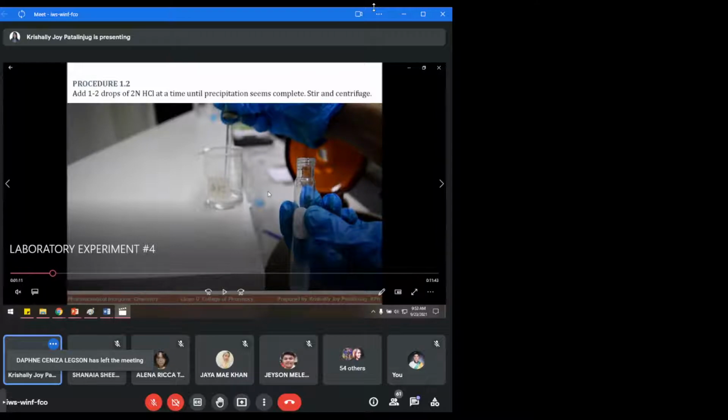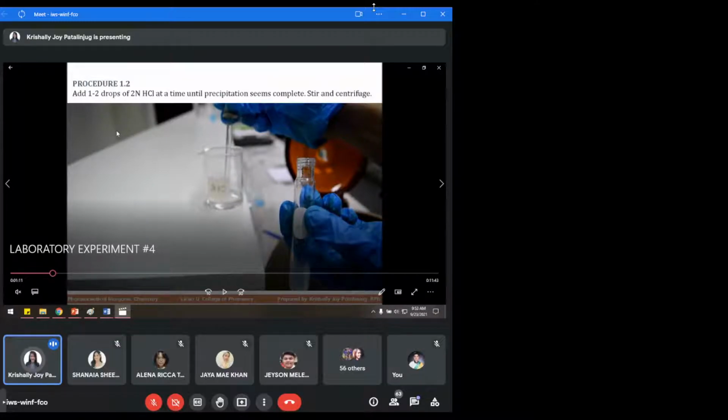Procedure 1.2. Add 1 to 2 drops of 2N HCl at a time until precipitation seems complete. Stir and centrifuge. Okay, thank you. 2N, that is simply a concentration. It is normality, which I think was discussed in your pharmaceutical calculations. So 2N, don't mind it, it is just the concentration of the HCl solution.